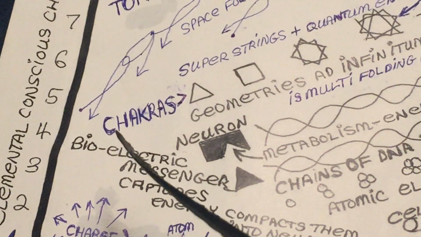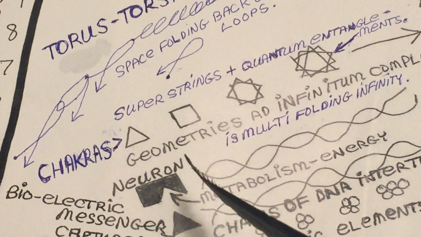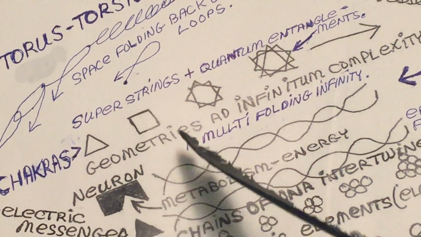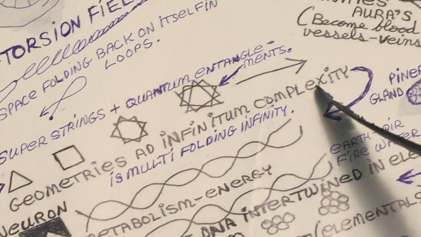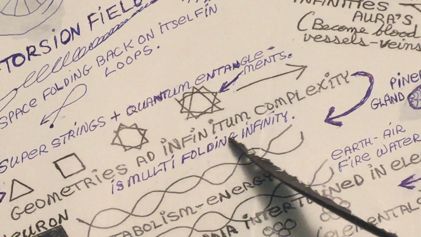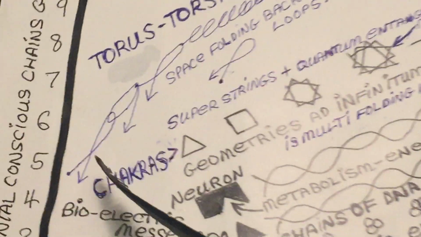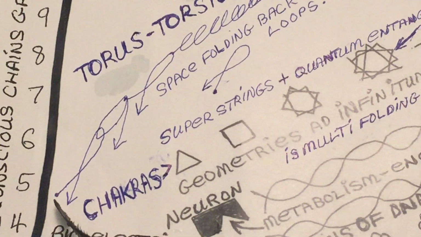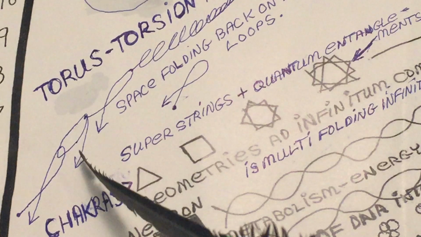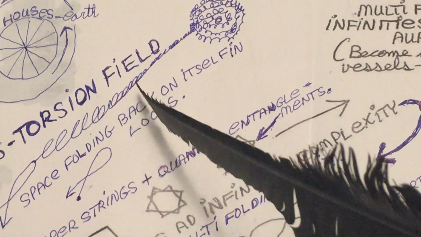So we start off with our chakras, again being represented here as sacred geometries, growing and growing in complexities. The geometries in ad infinitum, growing complexity as multi-folding infinity. So infinity folds backward on itself, folding in, as we see here from this line. It curls and folds back, curls and folds back, and folds back and back and back.